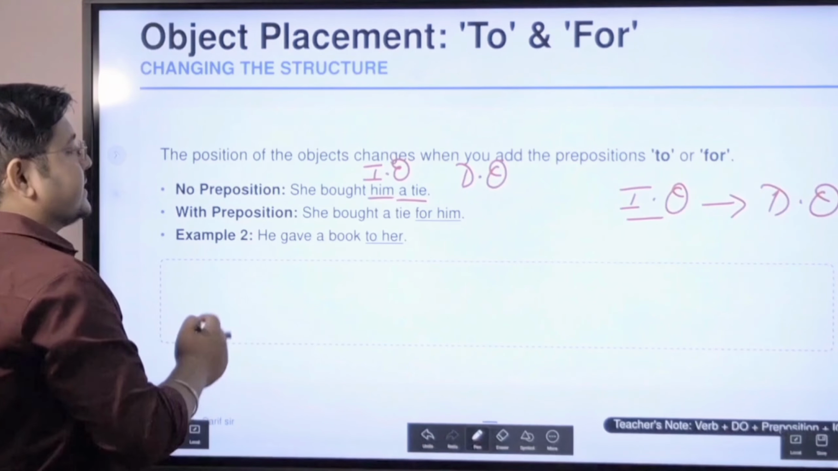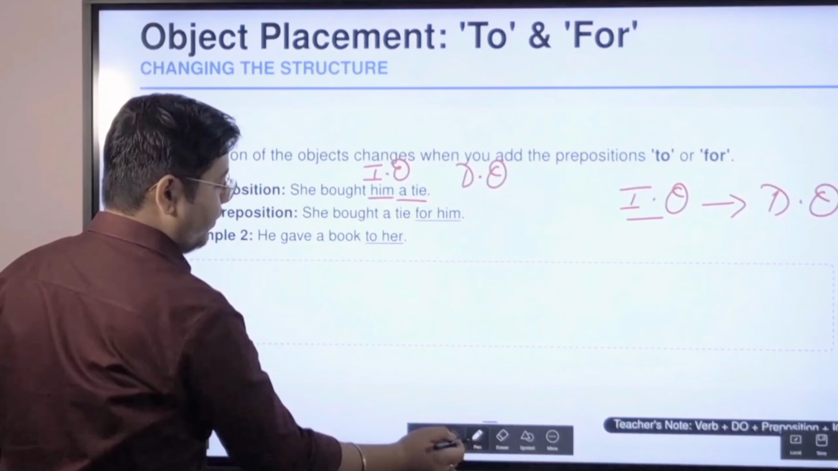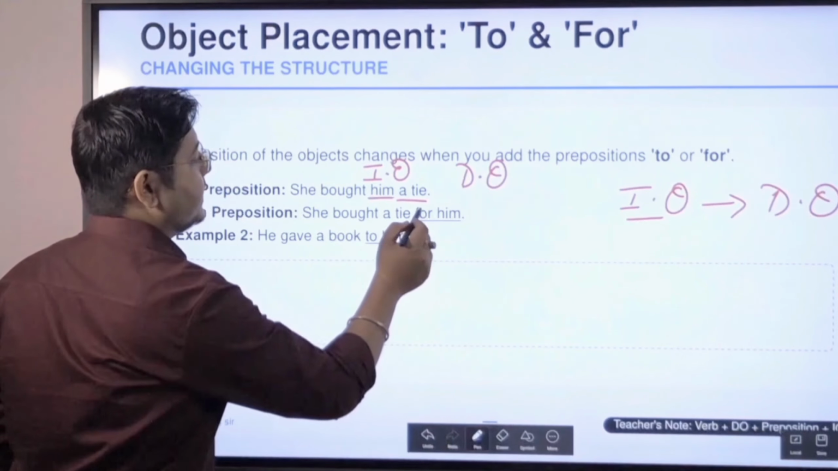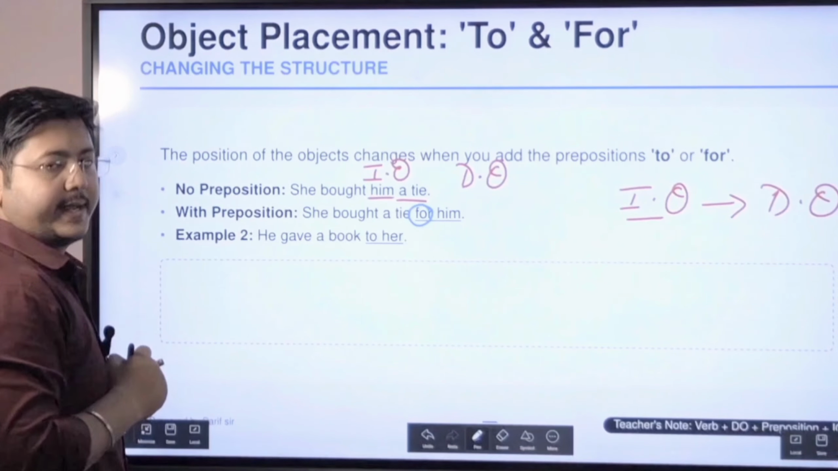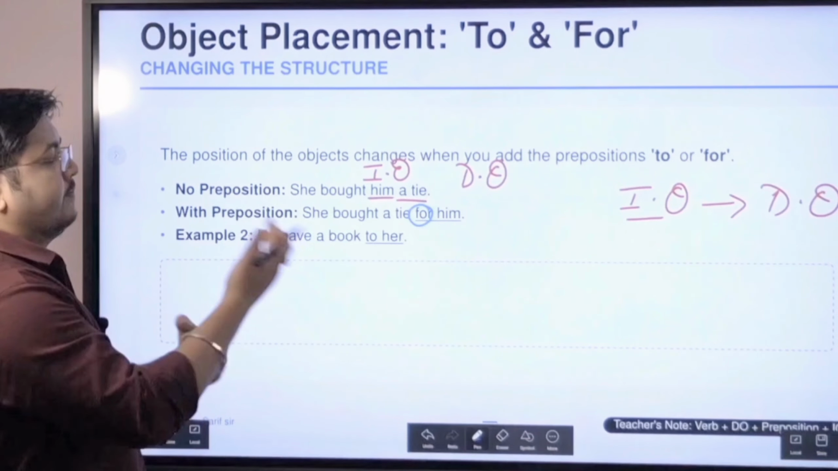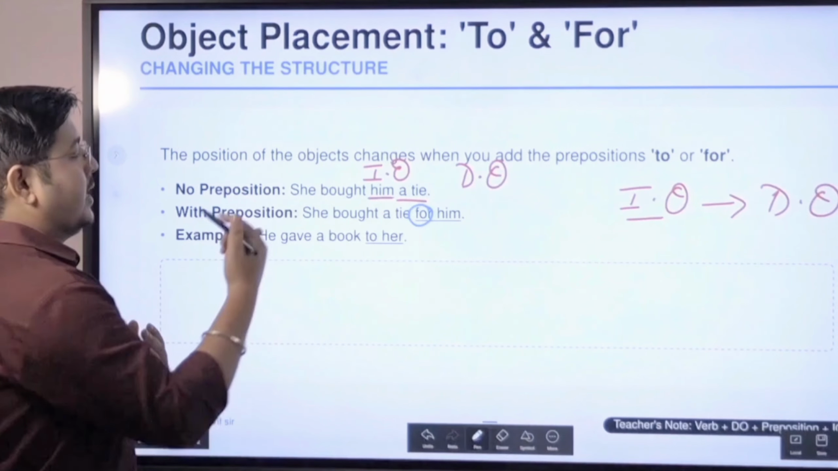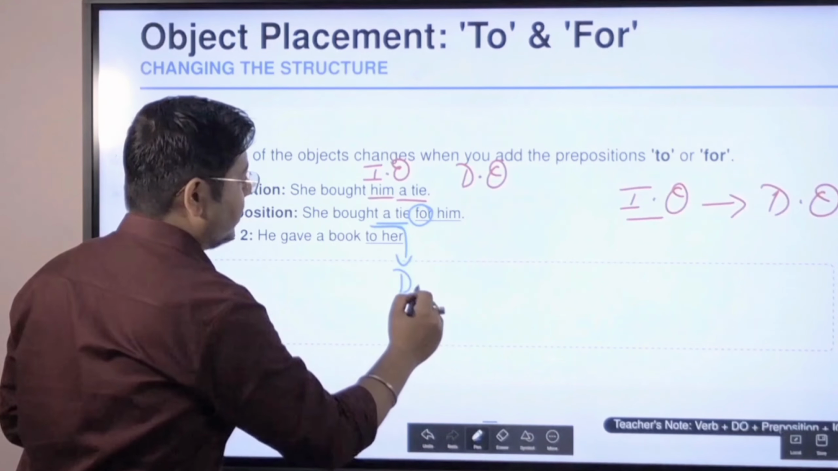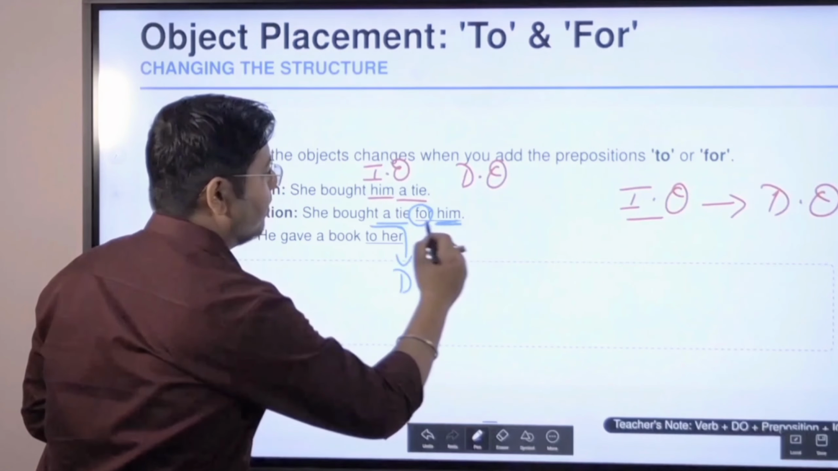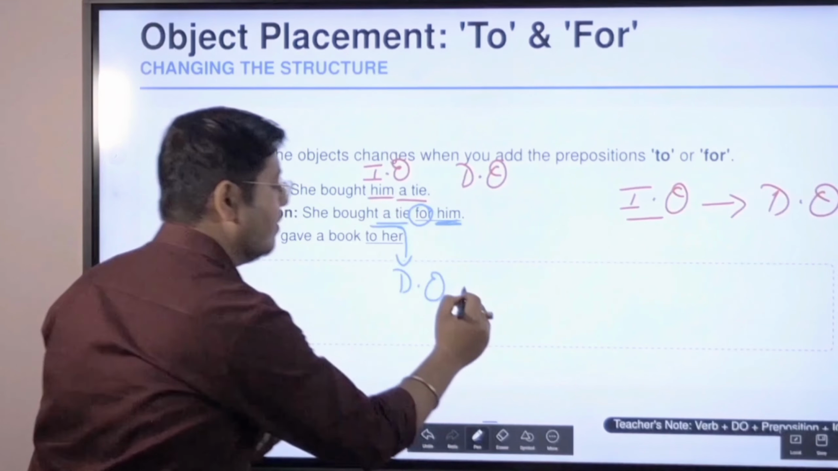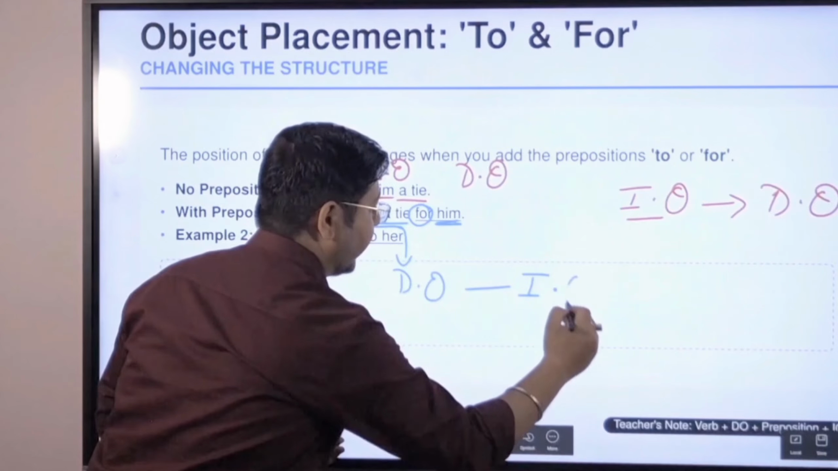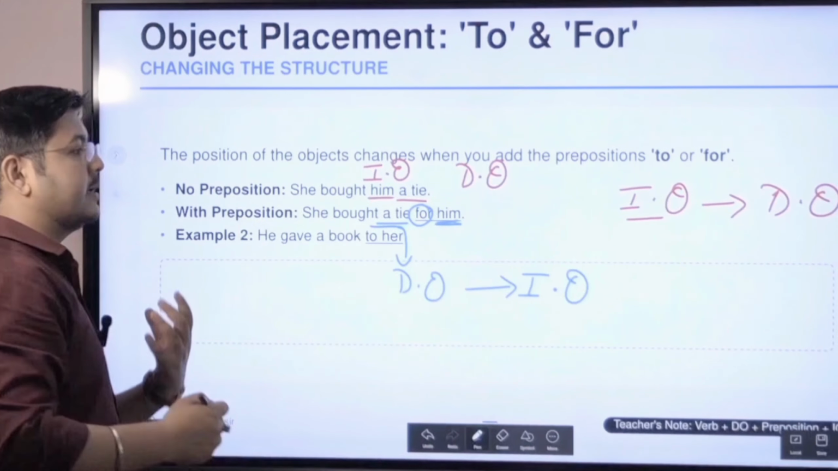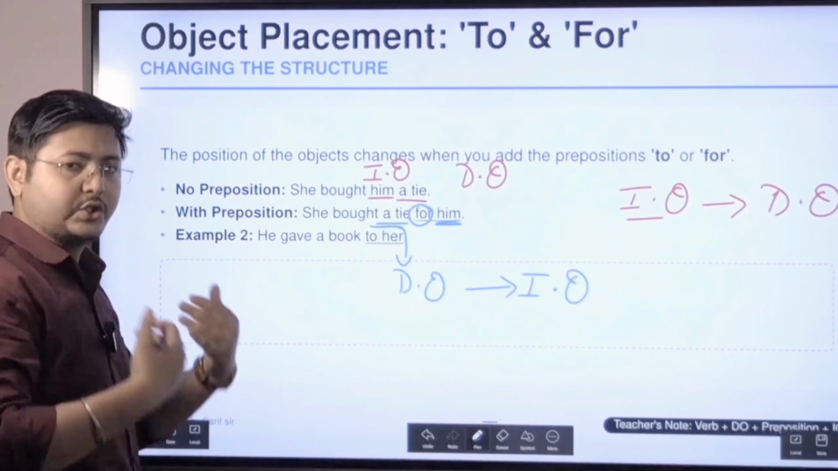However, if the sentence has a preposition, like in this sentence, the word for is added here. In that case, the places interchange. She bought a tie, which is the direct object, for him. For whom was the action done? Him. So this is the indirect object. So now the places and the position have interchanged.